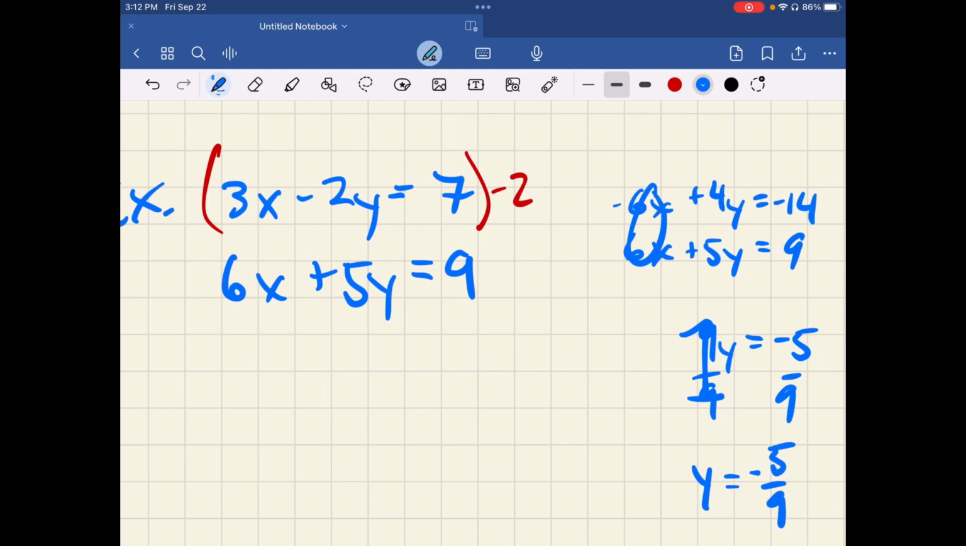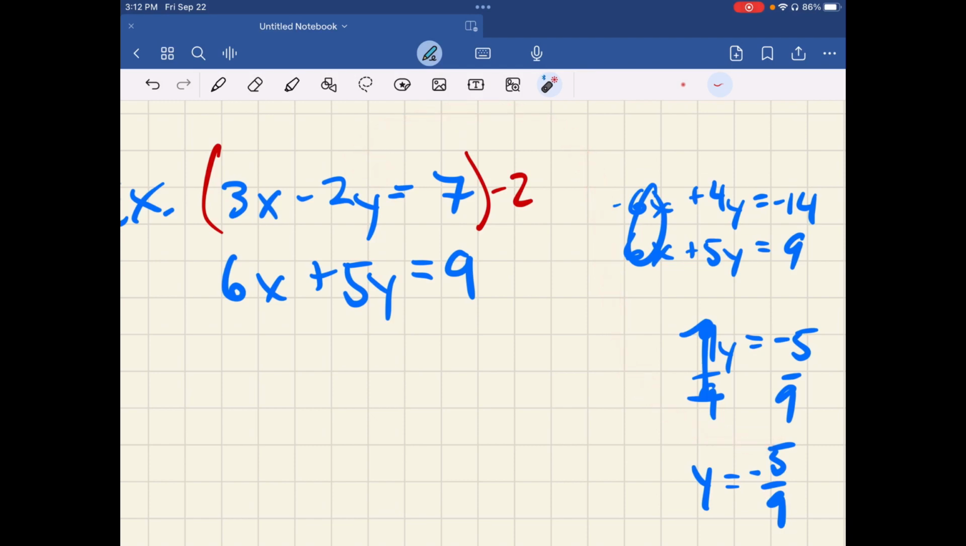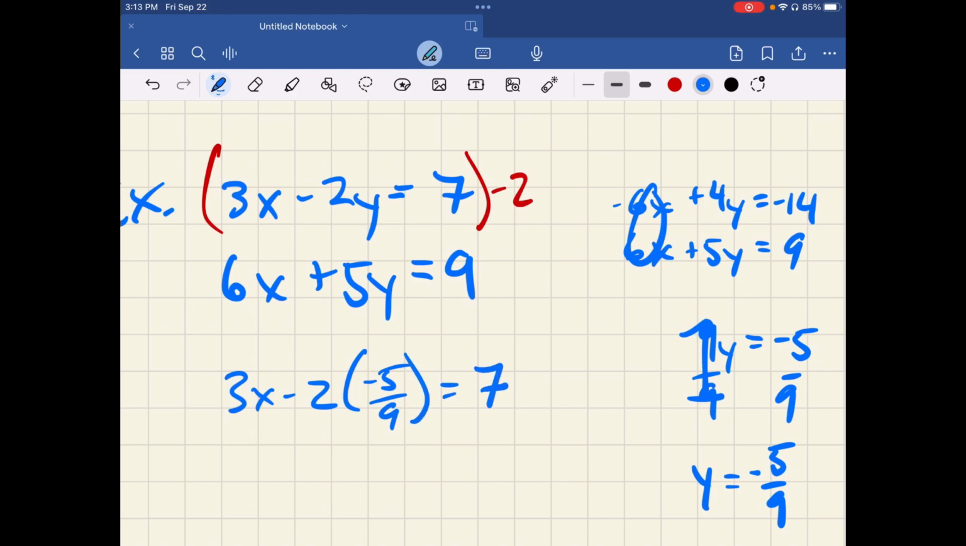All right. So now what I'm going to do is take this and plug that back into, I'm going to choose the first equation because the numbers are a little smaller, so it might make it a little bit easier for me. So now what I end up getting is 3x minus 2 times negative 5 over 9 equals 7. Okay, so then I got 3x, and distributing that, I get plus 10 over 9 equals 7. So I subtract 10 over 9 minus 10 over 9.